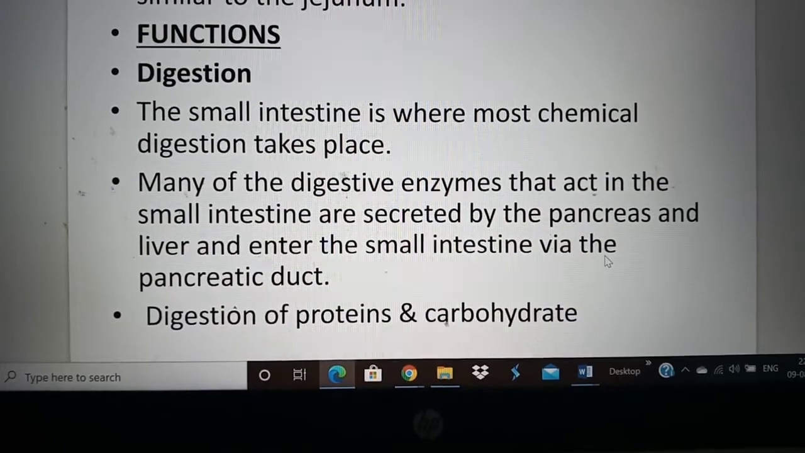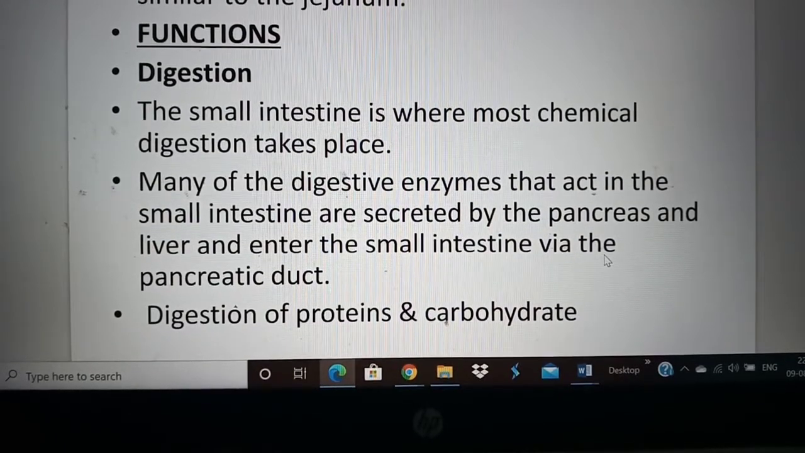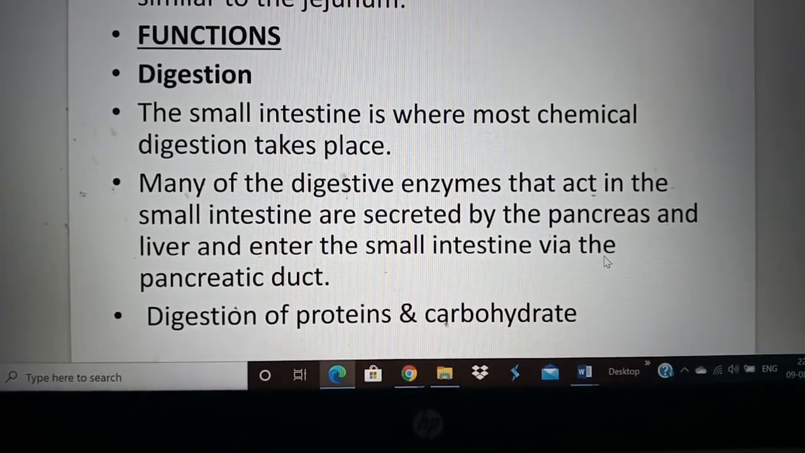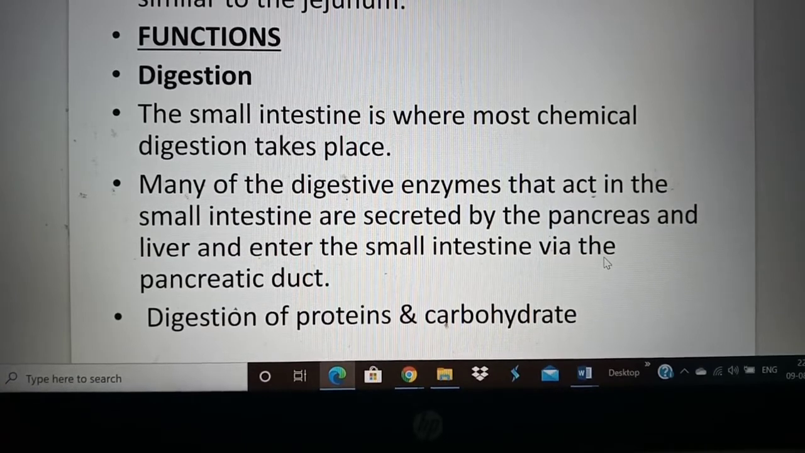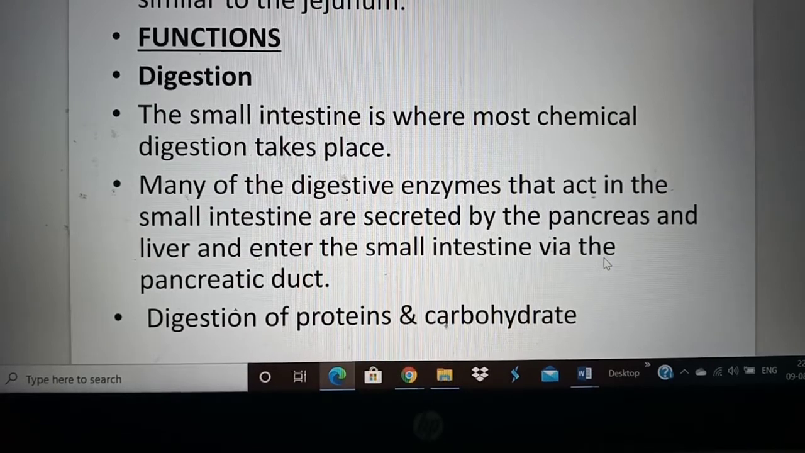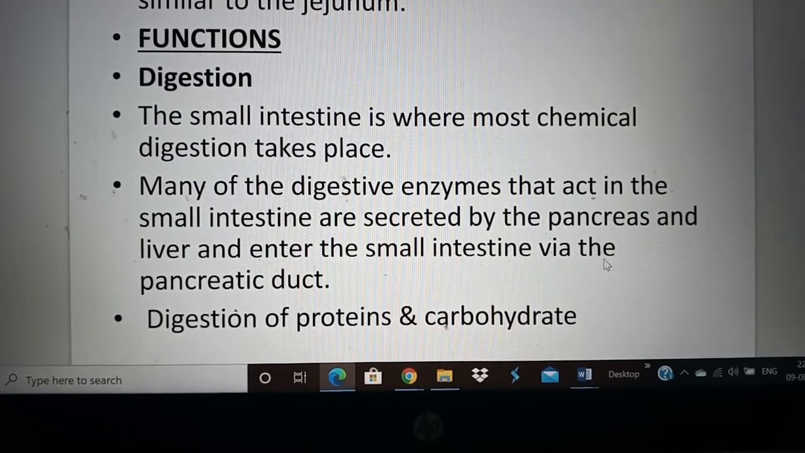Now going on to the functions of the small intestine. The mucosa of the small intestine forms a series of finger-like villi projections that are 0.5 to 1 millimeter long. The large number of villi increases the surface area of the epithelium, making it available for absorption and digestion, and gives the intestinal mucosa a velvety appearance.